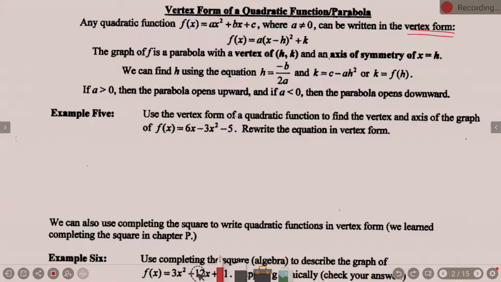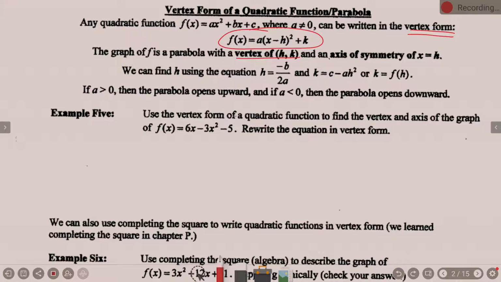So we're talking about vertex form, which is f of x or y equals a times x minus h squared plus k. If it's in this form, first of all, the whole reason this is called vertex form, folks, is that your vertex is (h, k). So recall that your vertex is this number added or subtracted, and then this number that's added or subtracted.